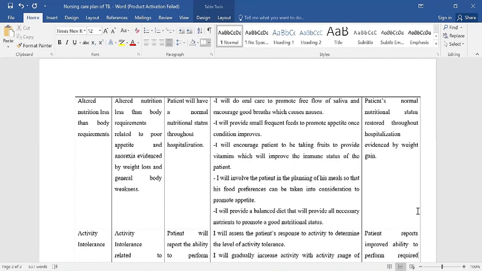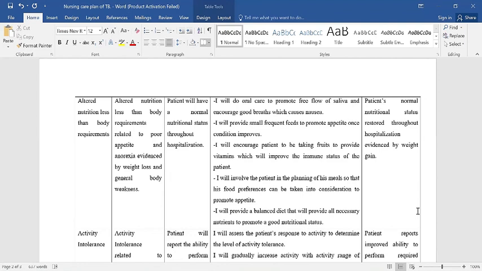And the last one is I will provide a balanced diet that will provide all necessary nutrients to promote a good nutritional status. So those are some of the interventions that we can put under altered nutrition. From there, we'll go and look at the next one.